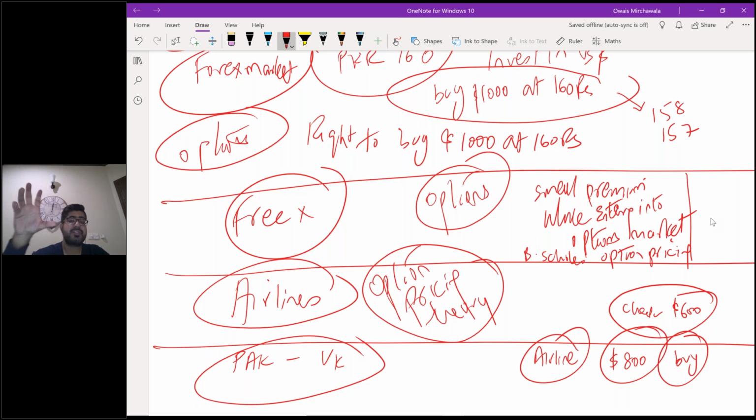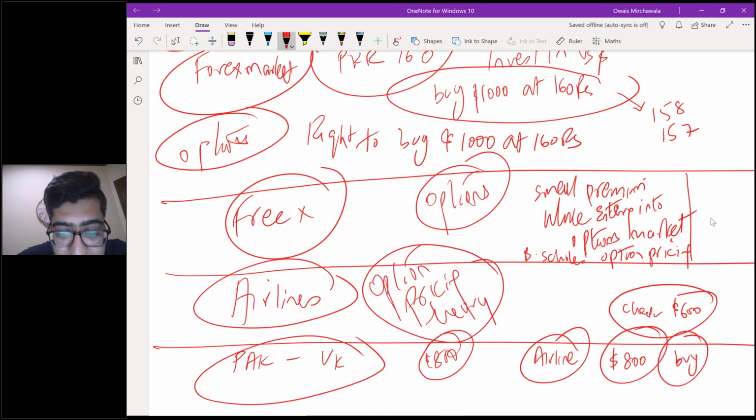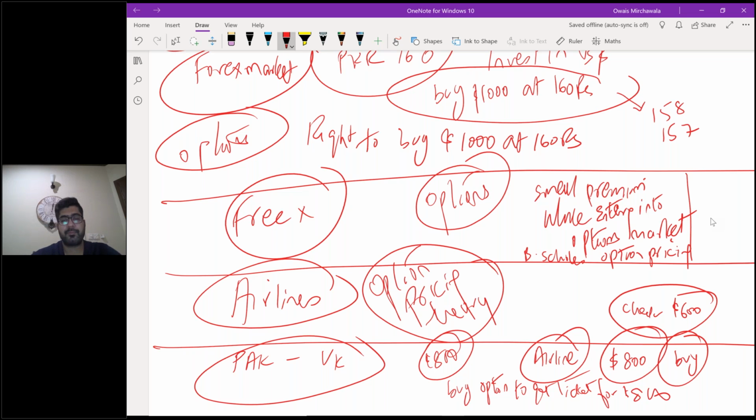So airlines have started giving you one thing. Let's suppose you are getting a ticket for $800. There's always a chance that ticket prices may go up if you buy here and the prices go up, but if you buy and the prices go down, there's always a risk. So airlines say, okay, don't buy the ticket. Don't buy the physical ticket, just buy an option to get the ticket for $800.